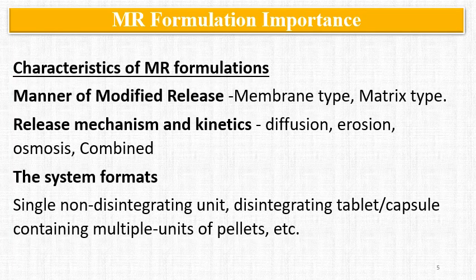Then some of the characteristics are there, or there is a manner of release or mechanism of release. So the modified release formulations may be membrane type or matrix type. Matrix type like HPMC matrix tablet, or membrane type means the coated tablets, and the tablets or pellets which have coating and that coating governs the release, those are called membrane type. Then coming to the release mechanism and kinetics, the mechanism may be diffusion like in membrane types, erosion like in matrix type, osmosis like in osmotic tablets, or there may be a combination of these release mechanisms.